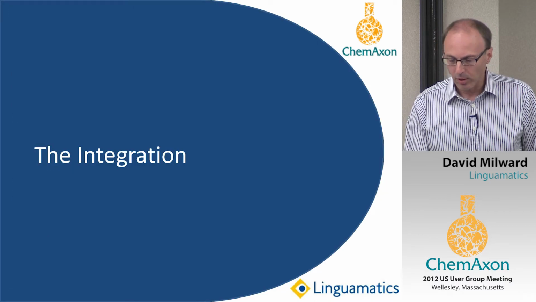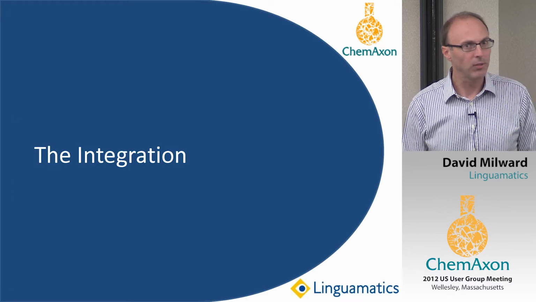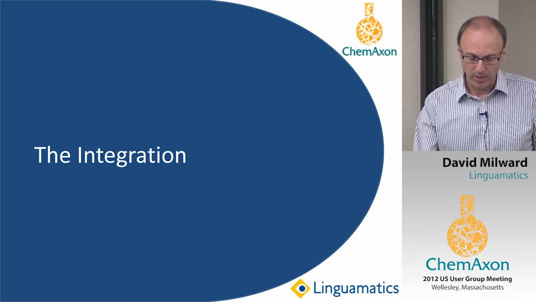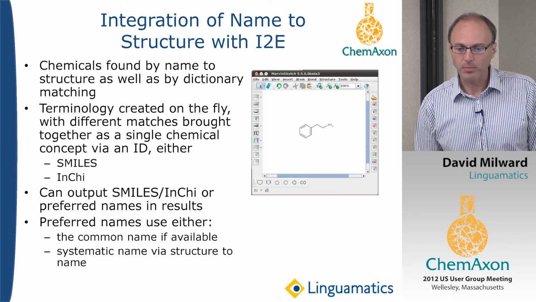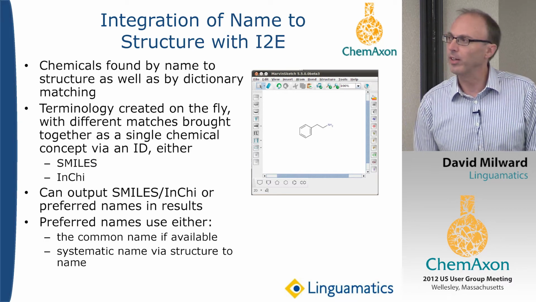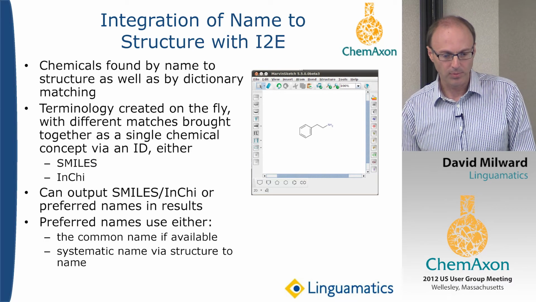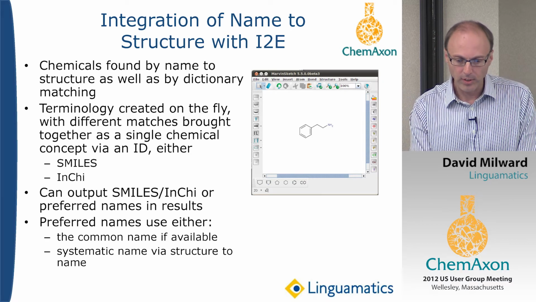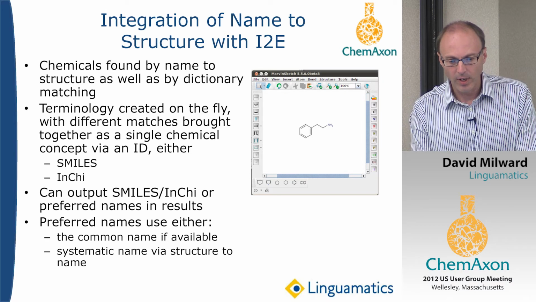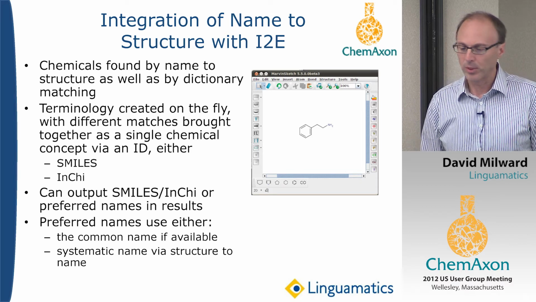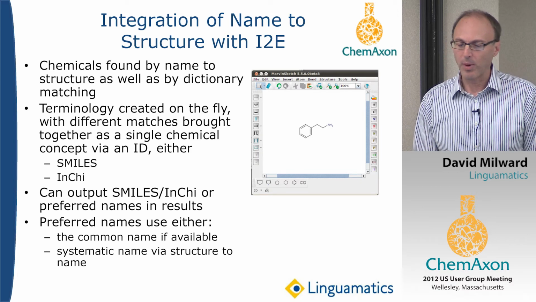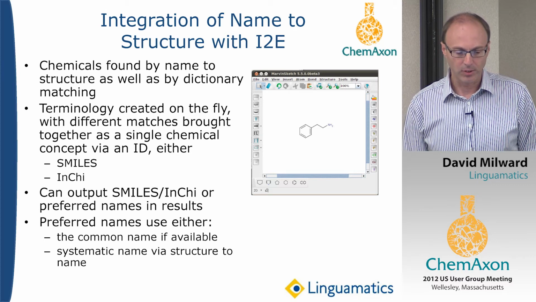Okay, so that's hopefully given some background of text mining generally and some of the uses in the life sciences. So now let's look at how we're integrating the chemistry into this. First of all, we're integrating the named structure, and that means that we're getting the chemicals which are found by the systematic names as well as by the dictionary matching.